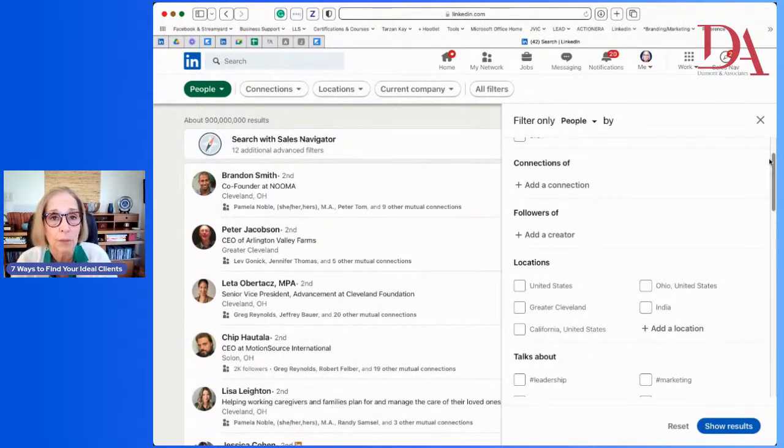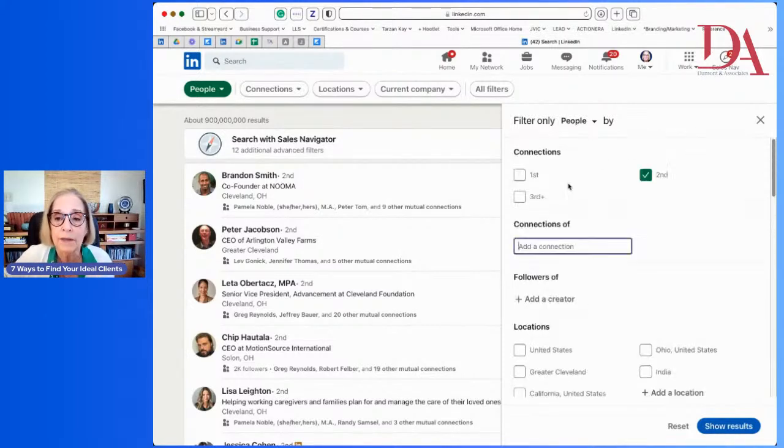Now, why is this important? Well, first of all, they're already pre-qualified because they're interested in what you do. And secondly, connections aren't necessarily clients. In fact, if they have a lot of connections, chances are pretty good that a lot of them are not clients, but they could be your clients. Remember, you're different. You are the only you. So you want to be able to look at their connections.